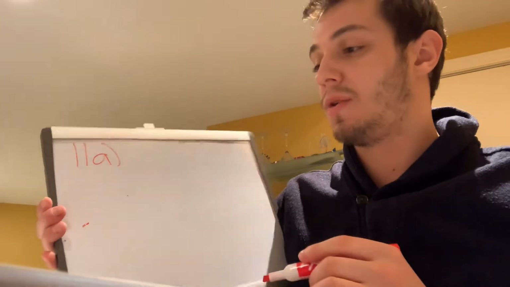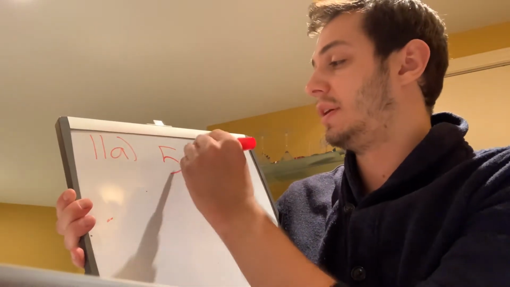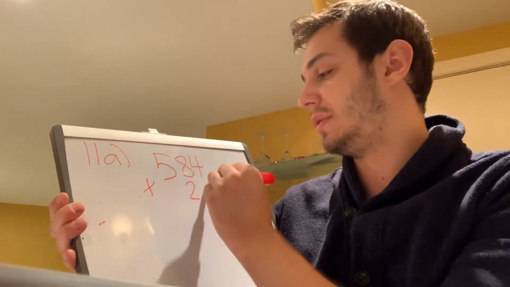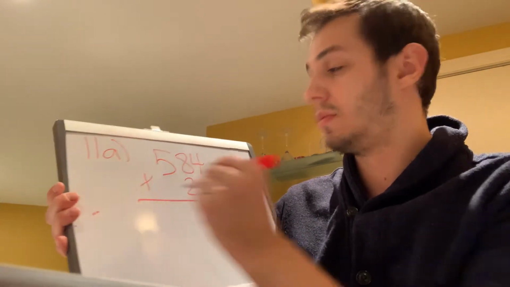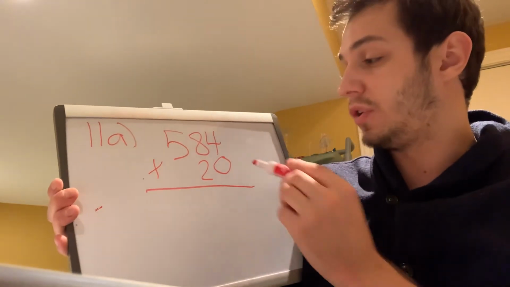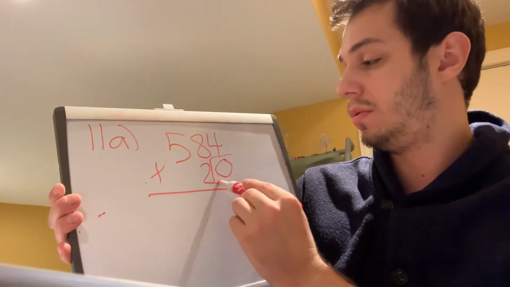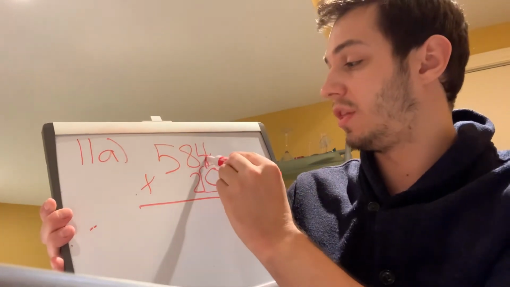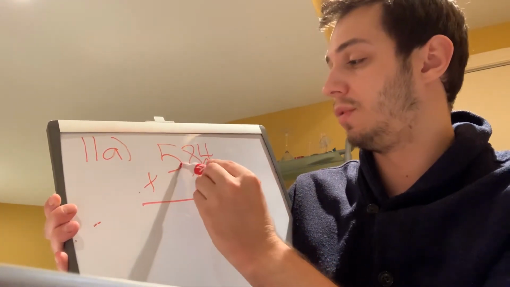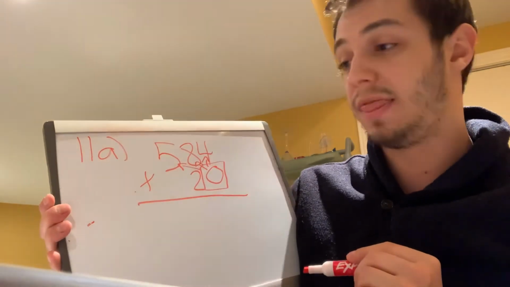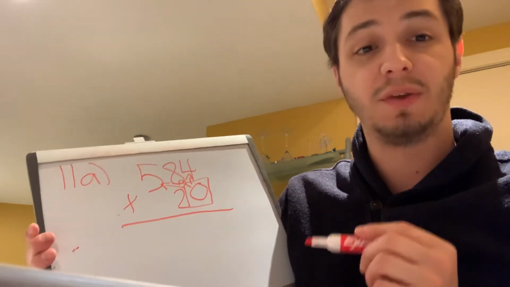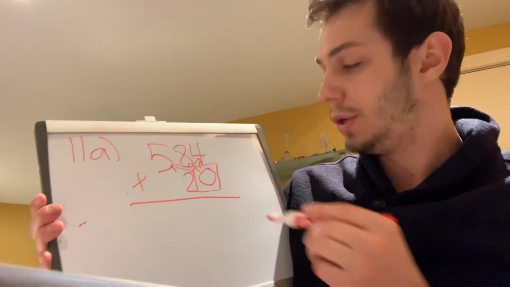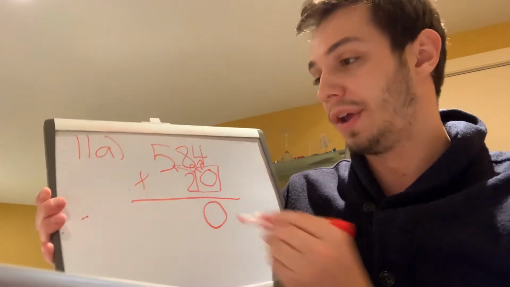So in part A, we're multiplying 584 by 20. So we're going to first look at the 0, which is in our ones. And I'm going to multiply the 0 with the 3 top numbers. I'm going to multiply it with the 4, the 8, and the 5. This is going to be really simple because any number multiplied by 0 is 0. So I'm going to just put a 0 there.